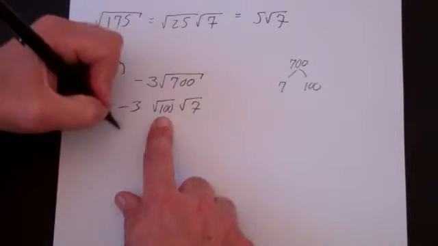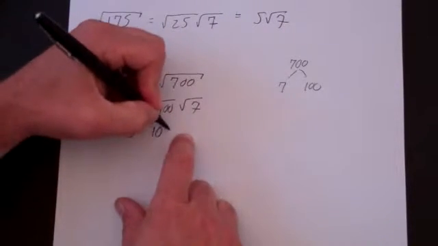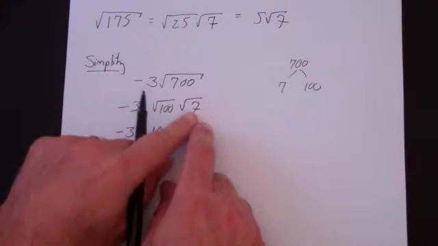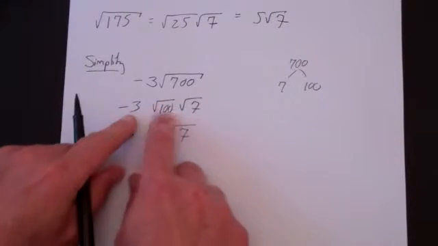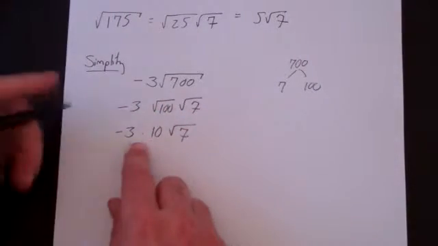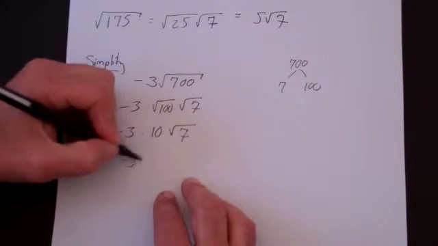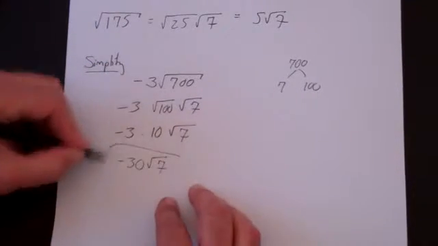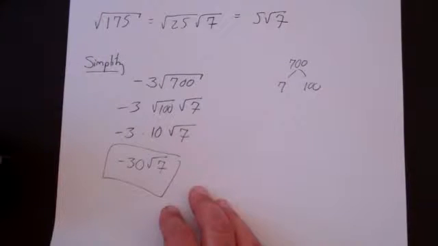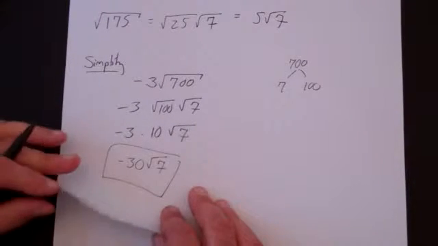Square root of 100 is 10, so that's minus 3, 10, and square root of 7. Now, when a number comes outside of the square root, it's multiplied by whatever number's already outside of there. So that's minus 3 and 10, so that's minus 30 square root of 7. And that's your final answer.